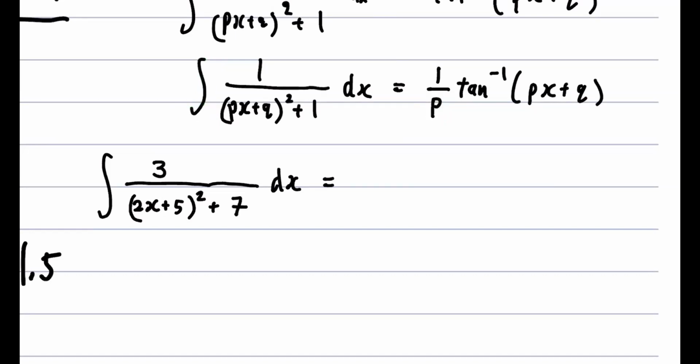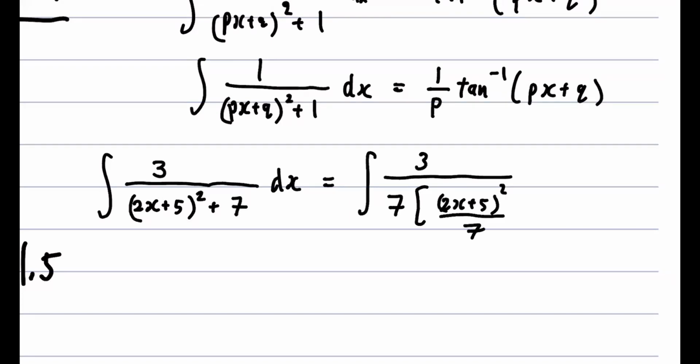Okay. Then here what I can do is I can factor out a 7, so the 3 leave alone, but the 7 I can take out from the denominator. Then I will be left with 2x plus 5 bracket square over 7 plus 1. This part okay? Now, how do I bring that 7 inside the fraction?